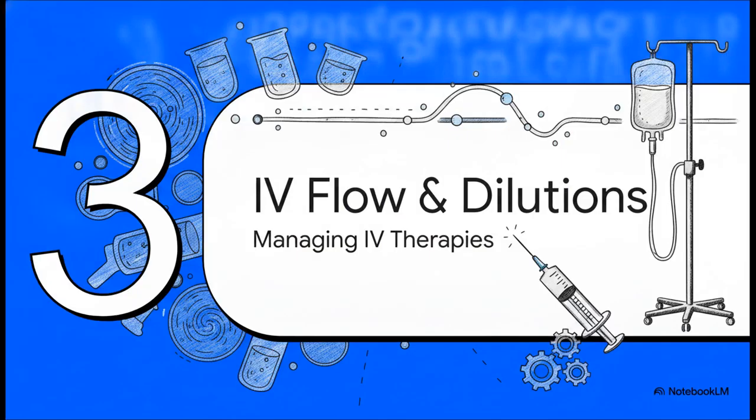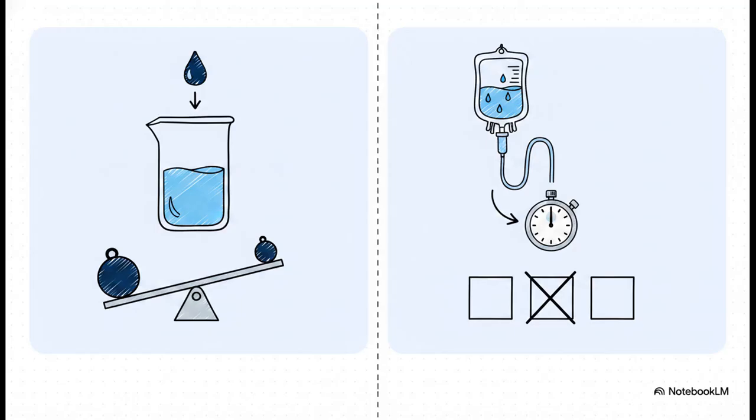All right, moving to Section 3, IV flow rates and dilutions, managing intravenous therapies. Absolute precision in IV administration calculations is totally non-negotiable. It's the only thing standing between a safe infusion and a critical dosing error in a hospital setting.